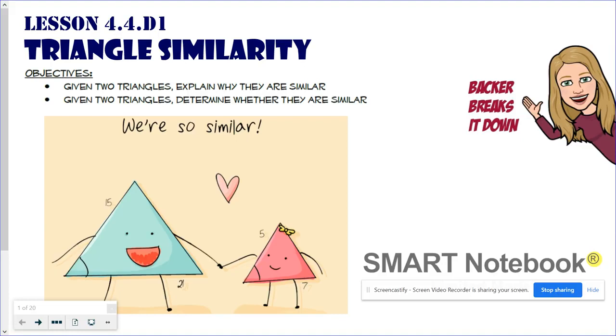In this episode, we are going to take a look at triangle similarity. So, if you're given two triangles, can you determine whether they are similar and then explain why they are similar?